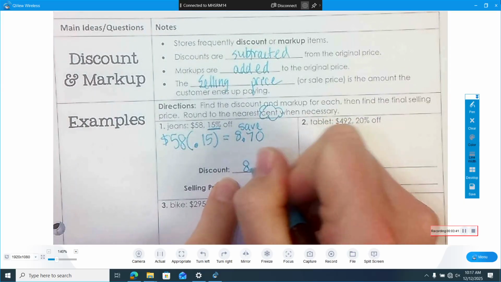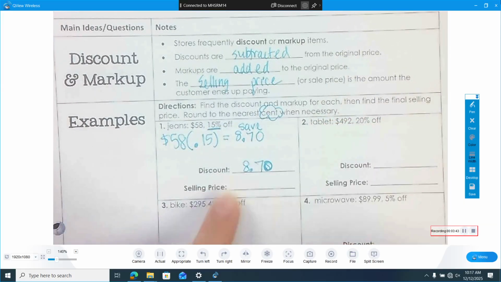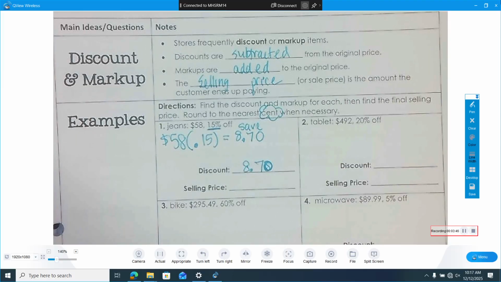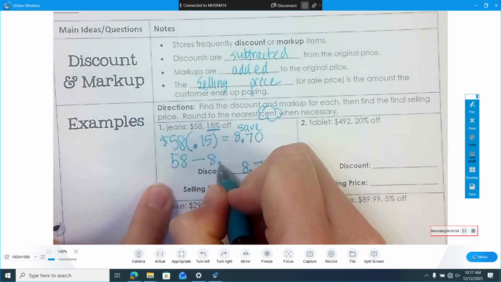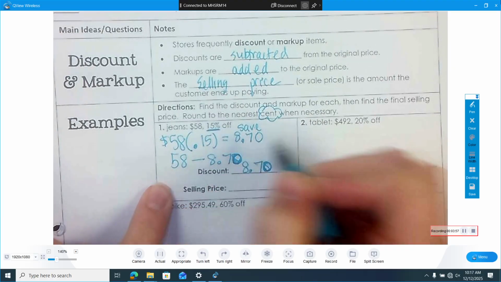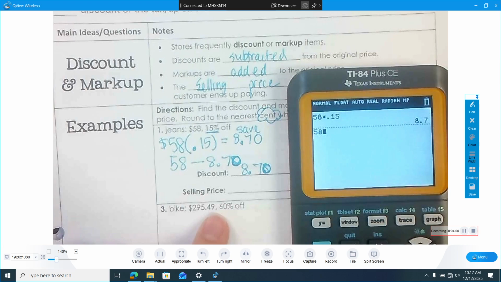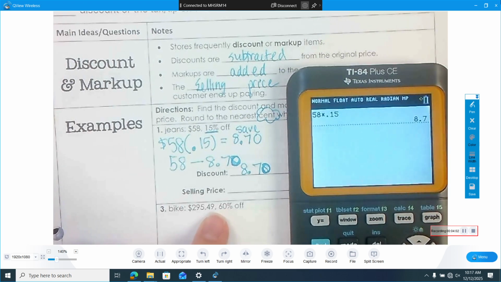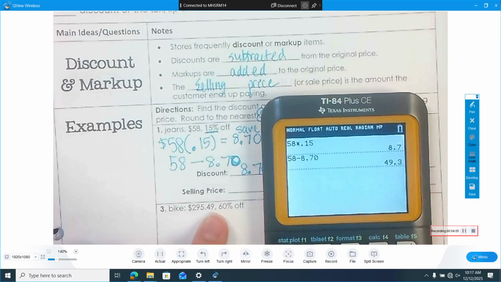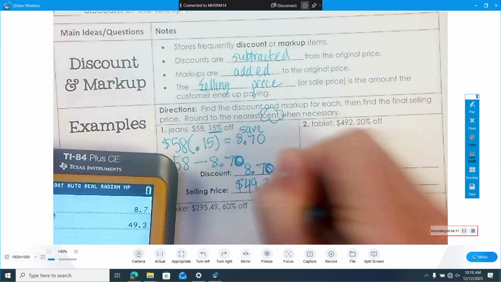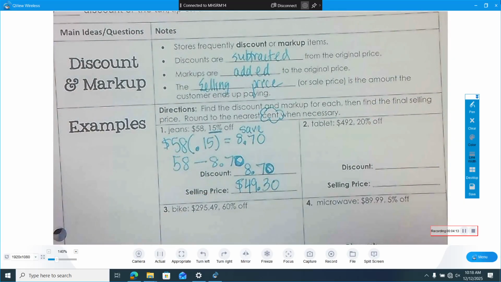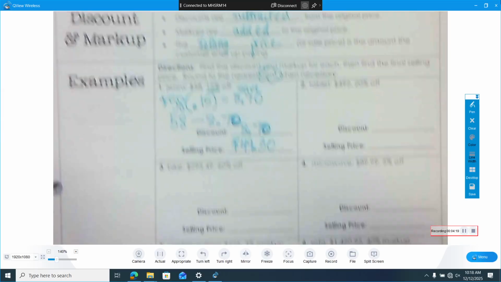So the discount is $8.70. How do we figure out the actual selling price? Subtract from 58. Yeah, so we're going to take our $58 and we're going to subtract that $8.70. So 58 minus $8.70 is 49.3, or in dollars and cents, $49.30. Okay, so that's what we're doing today. We're going to figure out what we're either saving or what we're extra paying on.